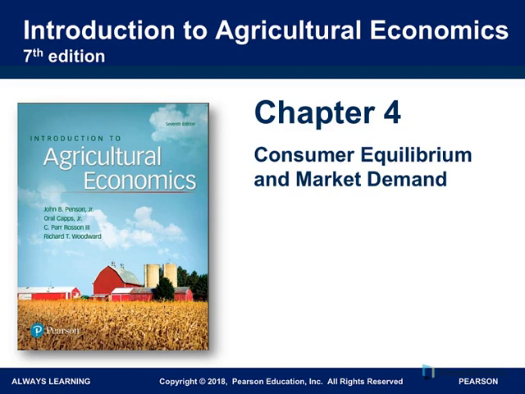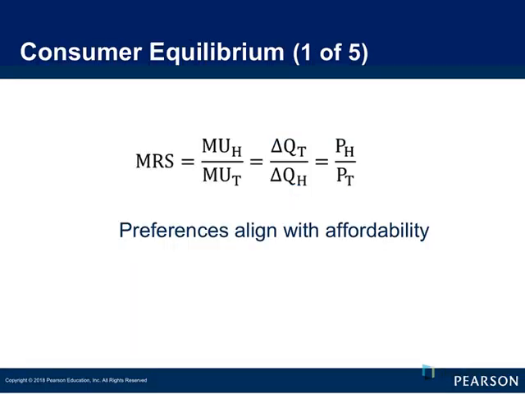This is going to be a few short videos talking about the content in Chapter 4, Consumer Equilibrium and Market Demand. If we went back and reviewed consumer equilibrium, we would recognize that the marginal rate of substitution talked about as we went ahead and substituted one product for the other.